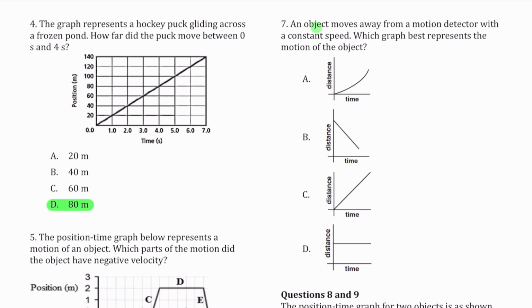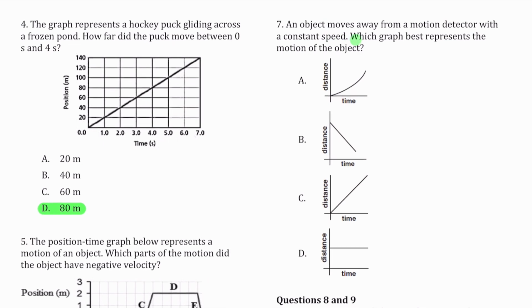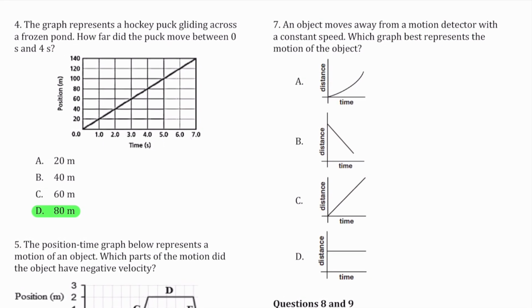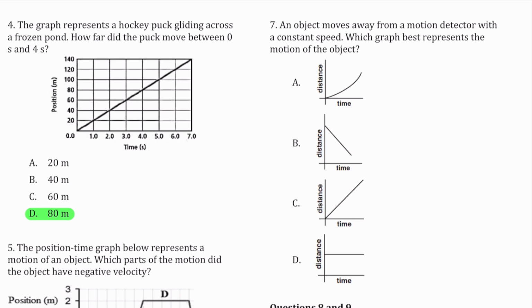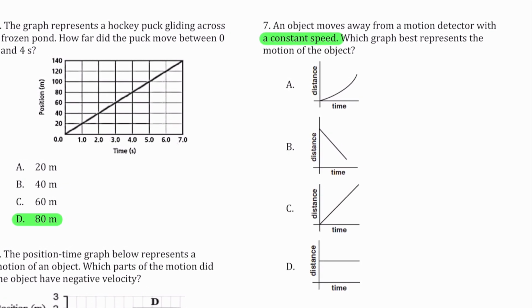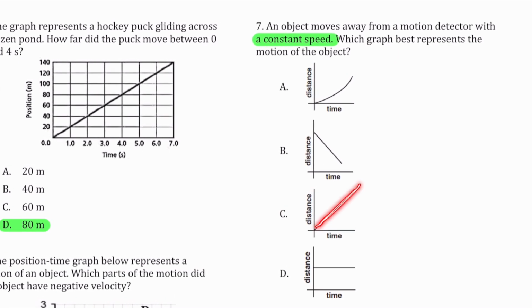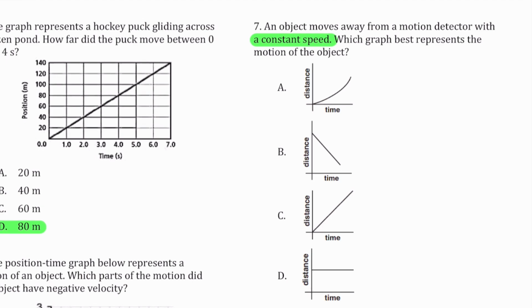7. An object moves away from a motion detector with a constant speed. Which graph best represents the motion of the object? As the object moves with a constant speed, that means we draw a straight line from the origin. So this one is the right answer, C.